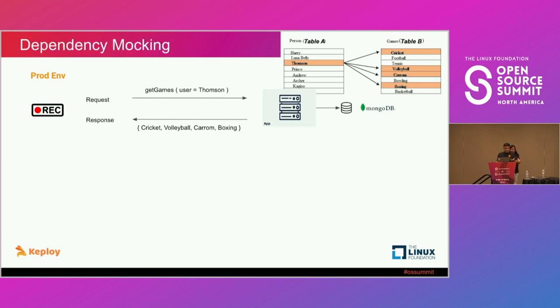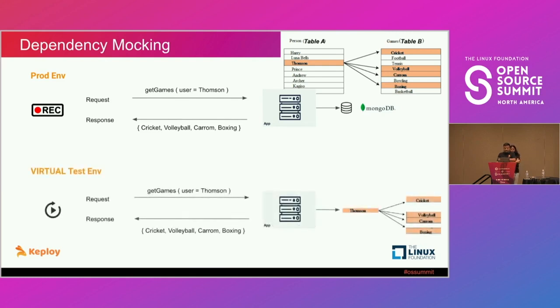Same example: once we do dependency mocking, instead of maintaining a test database, we maintain a mock. When we're capturing the get games request, we capture the queries and the response that we got from MongoDB, and package it along with the test case. Now when the same thing happens while we're testing, we can just return the same response that we got for that particular request. So it's mocking, but we're actually replaying that exact database response that we captured, and then things will be consistent.